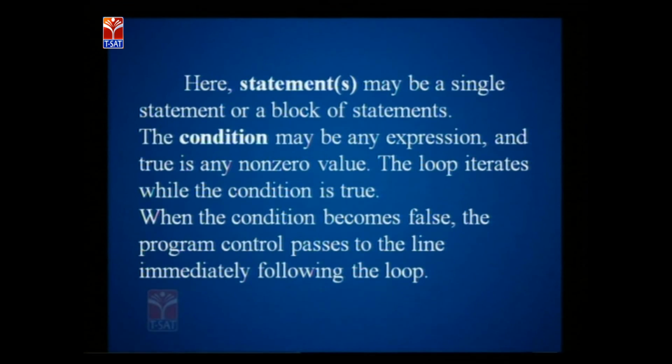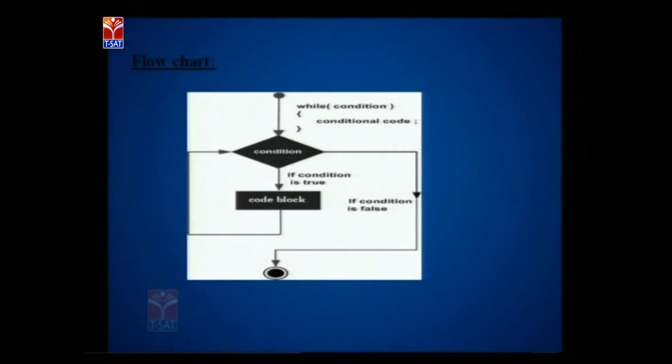And here statement S may be a single statement or a block of statements under the condition of the while loop. And in a while loop, there is a true value, which means a non-zero value, and the loop iterates or continues until it is true. And if suddenly it becomes false, the control automatically passes or jumps to the line immediately following the loop.